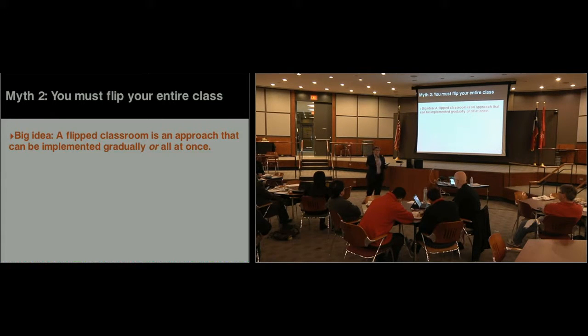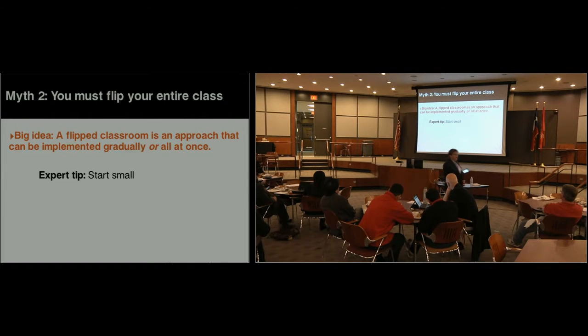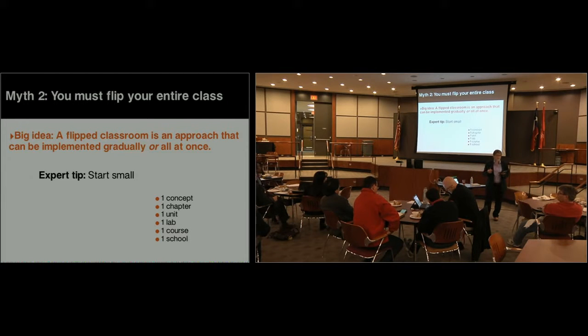The other thing is kind of like with this drawing, and these history professors here have tried flipping their classes. Like we did with the drawing, you want to be able to crunch up your paper, throw it away, and start over really quickly if it doesn't work or you make tweaks. You want to do prototypes, and you can't do that if you try to do the entire thing at once. So my expert tip is start small. You could flip one concept, one chapter, one unit, one lab, one course. You can even flip an entire school. Folks have done that. But I recommend starting with one concept or one chapter and really getting a handle and making a template for yourself.